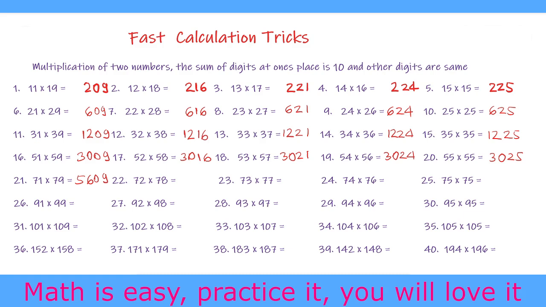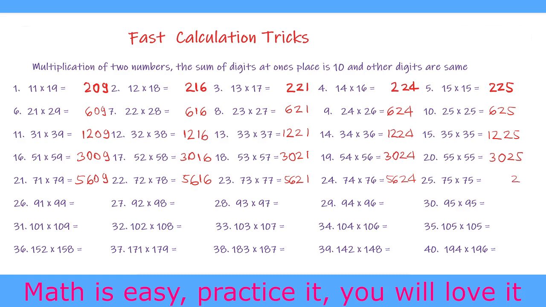8 times 2 is 16 and 7 times 8 is 56. 73 multiplied by 77. 7 times 3 is 21 and 7 times 8 is 56. So our answer of 73 multiplied by 77 is 5621. 74 multiplied by 76. 6 times 4 is 24 and 7 times 8 is 56. So our answer of 74 multiplied by 76 is 5624. Now 75 multiplied by 75.